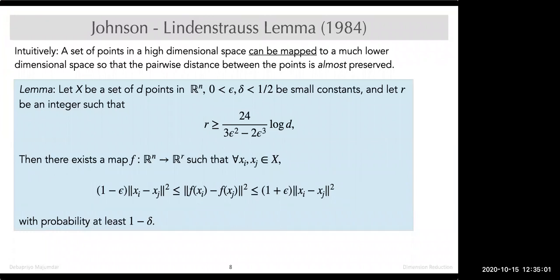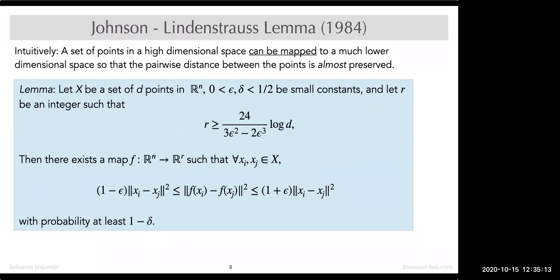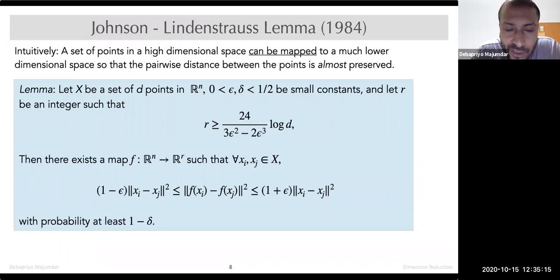Sorry, just one confusion. Where is delta in the equation? I mean, delta is not in the equation. Delta is in the probability, with probability at least 1 minus delta. Yes. So in fact, we will see that we will actually not bother about delta in the actual constructions. This is the original form of the lemma.